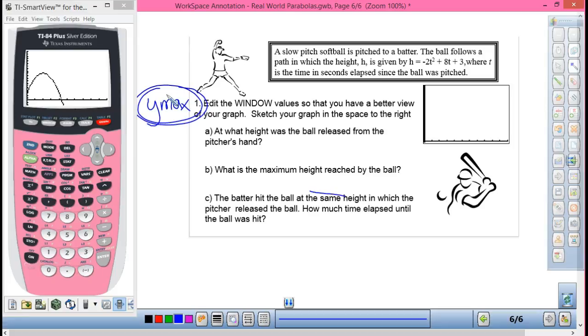How are you going to find where the ball is released from the pitcher's hand? Where it starts, yep. Where'd you get for where it started? 3 feet, yep, because you got to think the pitcher right here, probably about 3 feet when I release it from my hand. So if the batter hits the ball at the same height, where are you looking for?